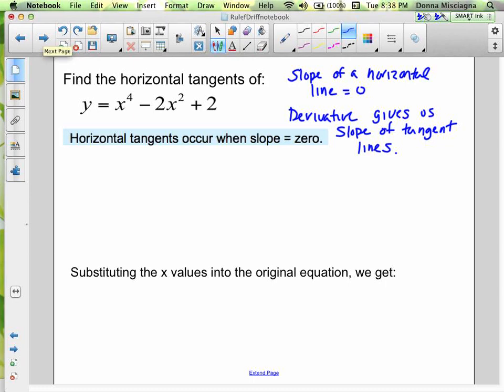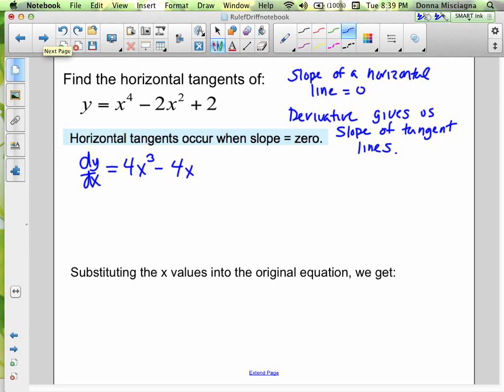All right, so here our derivative dy dx. So that's the derivative of y, by the way. So derivative of y is dy dx. That'll come into play later on. So derivative of x to the fourth is going to be 4x cubed. Derivative of negative 2x squared is going to be negative 4x. And the derivative of 2 is just 0, so that gets dropped.